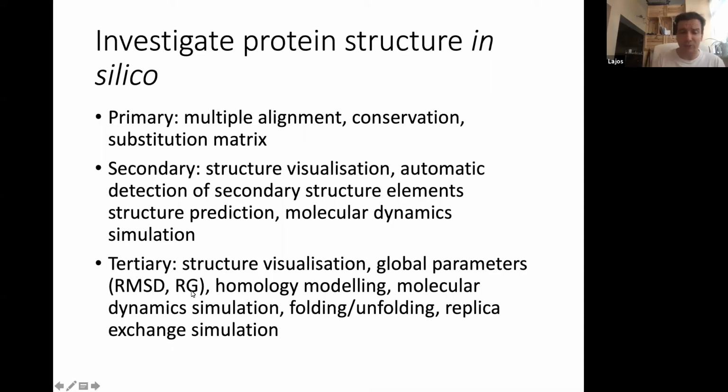The RG is much simpler. That's the radius of gyration. So that's actually just giving you a number for the two most distant parts of your protein. So again, if your protein starts exploding because of an unfolding, then it will occupy more space. So the RG is just a parameter of the amount of space the protein is occupying.